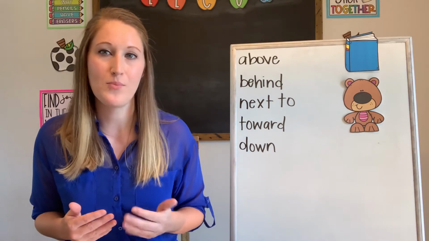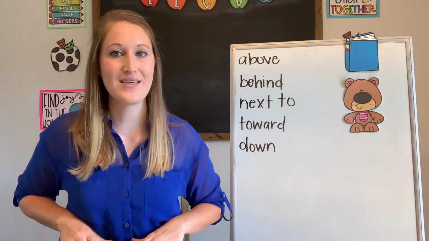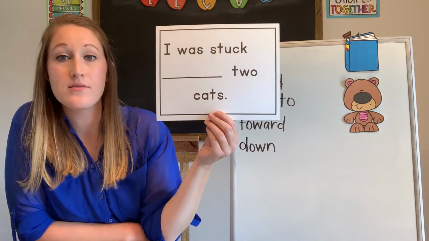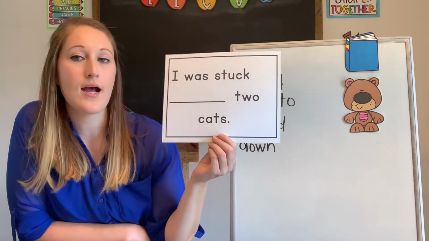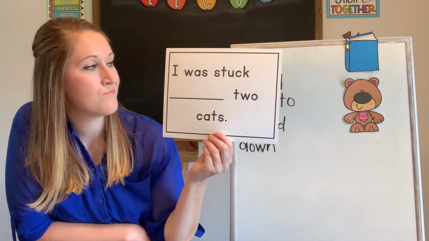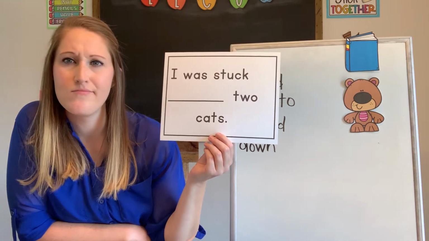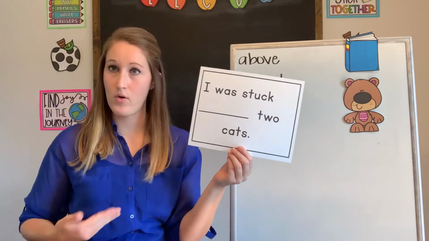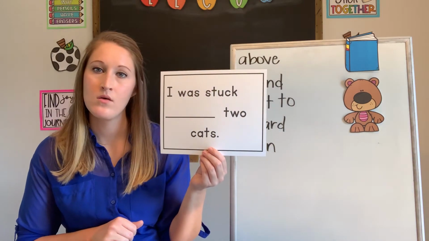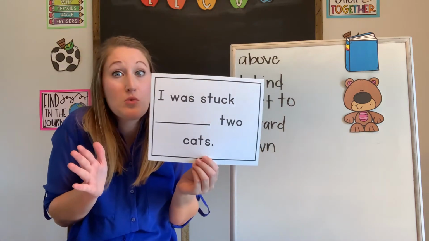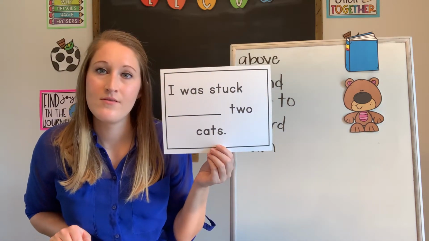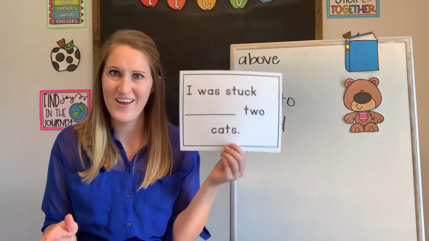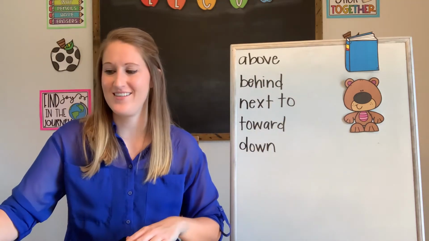All right, so next up, your job is going to be to look at some sentences and try and help me figure out what words we could put in places of the blanks to make some complete sentences. I was stuck, blank 2 cats. Where were you stuck? Under 2 cats? Maybe. Maybe they were both on top of you, right? What else? Between 2 cats? Maybe they were squishing you. Behind 2 cats, right? Maybe they were stopped in the road and you couldn't get past them. All great words to make some great sentences.